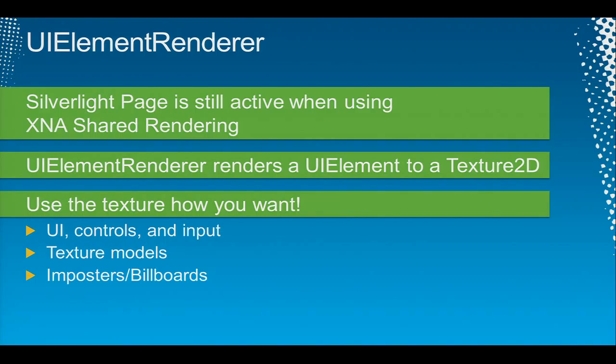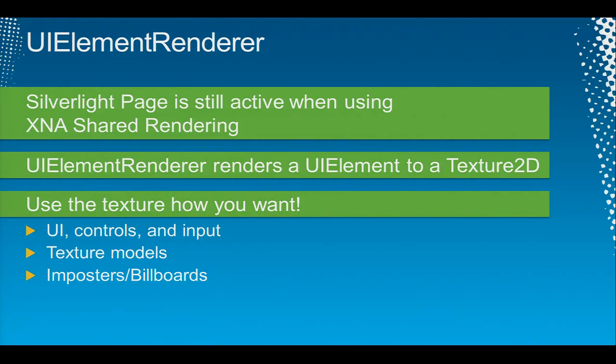XNA is running at 30 frames a second. Remember, we have these two render threads running at the same time. In the XNA part of your code, in Draw, you say UIElementRenderer.Texture. You basically get a snapshot of whatever that Silverlight page is doing at the time.